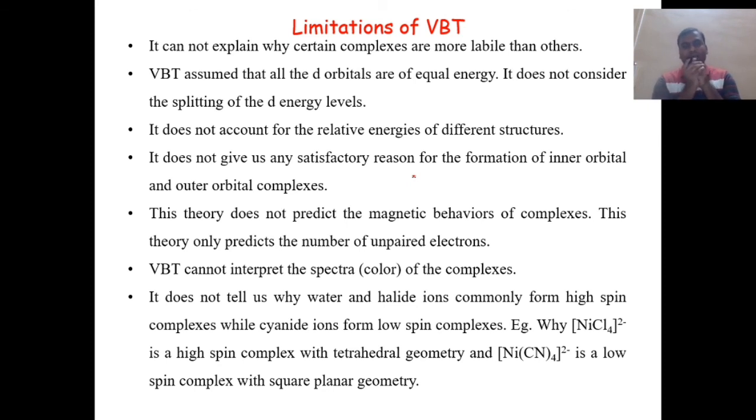For example, why [NiCl4]2- is a high spin complex with tetrahedral geometry, and [Ni(CN)4]2- is a low spin complex with square planar geometry. This is also not explained: why tetrahedral geometry, why square planar, and why in some complexes d2sp3 hybridization takes place and in other cases sp3d2 hybridization. So these are some of the limitations of valence bond theory.